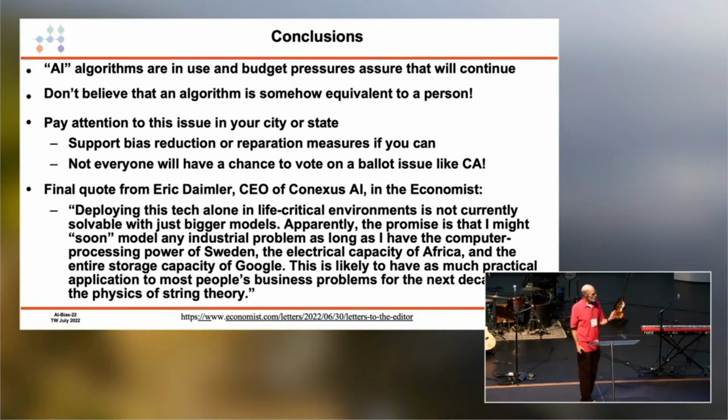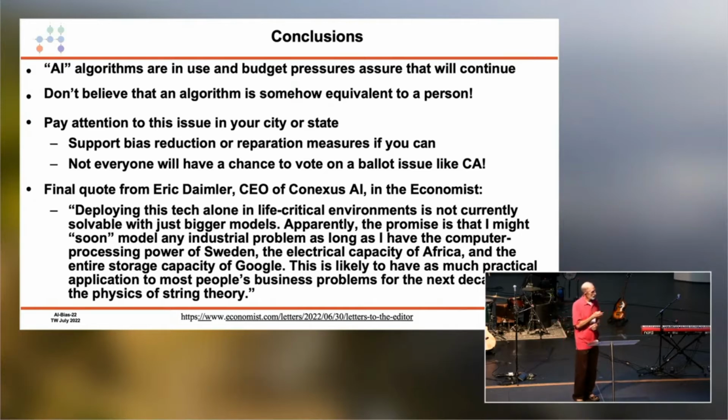In conclusion, AI algorithms are in use and budget pressures assure that it's going to continue. Don't believe that an algorithm is somehow equivalent to a person. It's just not. Pay attention to this issue in your city or state. Support bias reduction or reparation measures if bias occurs, if you can. Not everyone's going to get a chance to vote on a ballot issue like California. We love those ballot issues.